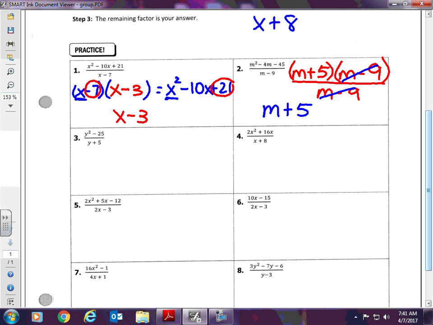Now for number 3, you should recognize that if you have a binomial with a minus sign and perfect squares, that's difference of squares. So from a factoring perspective, you would have y and y, a plus and a minus, and 25 is made from 5 and 5. And then on the bottom you have y plus 5. To cancel out your factors, the y plus 5s cancel, so you're left with y minus 5.